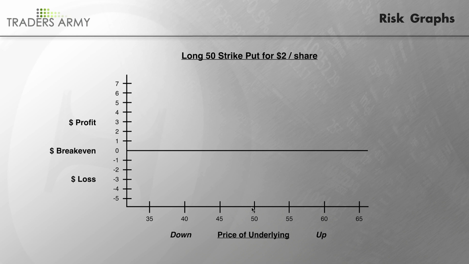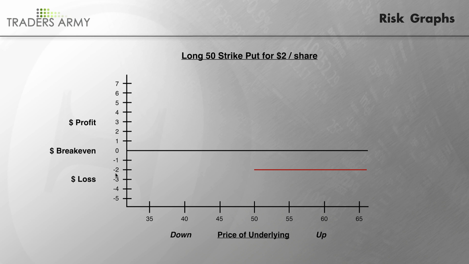So the stock would have to be at $50 or higher. Now notice we draw the line from 50 to the right of the graph, not from 50 to the left of the graph, because that would represent $50 or lower. This particular trade suggests that if the stock is at 50 or higher, we lose the full $2.